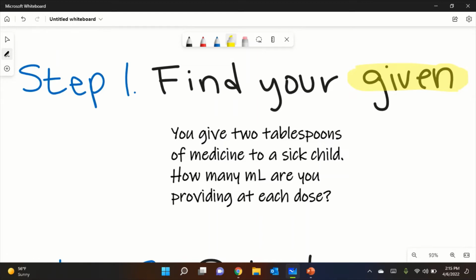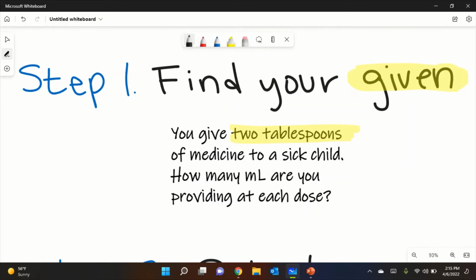Only one of those units has information that provides us with a full understanding of the problem. 2 tablespoons. 2 tablespoons, that is our given. And I just highlighted that twice. 2 tablespoons is our given because we know all the information about it that we need.